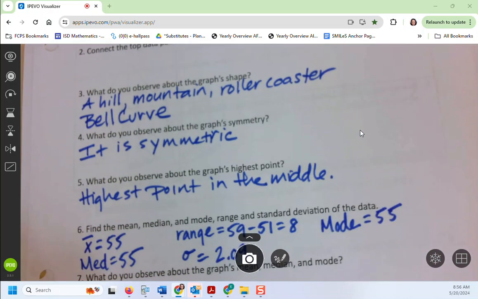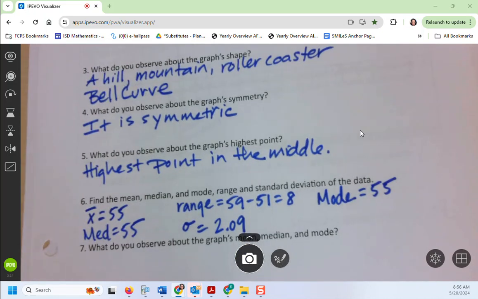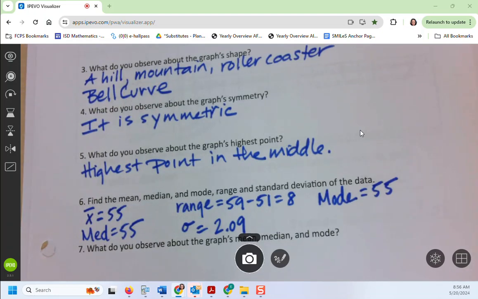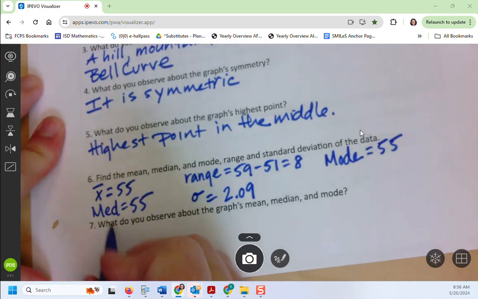So it says, what do you observe about the mean, median, and mode? They're all the same. And that's what's going to happen if you have perfectly normally distributed data. Usually you have a data set that's closely normally distributed, and that's okay. But in this case, they are exactly the same.